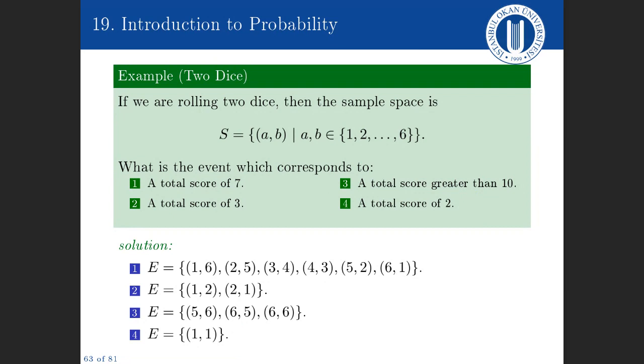These first three are compound events because they contain more than one element. The fourth one is a simple event because it just contains one element.